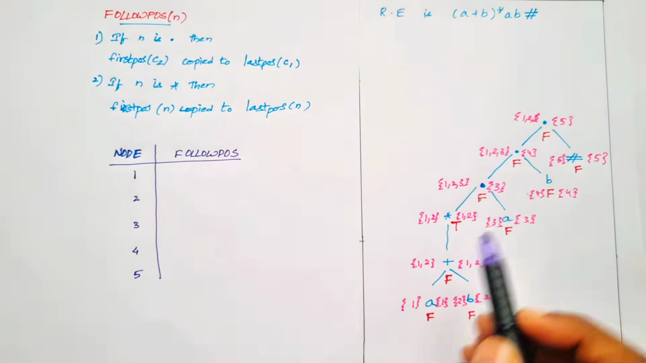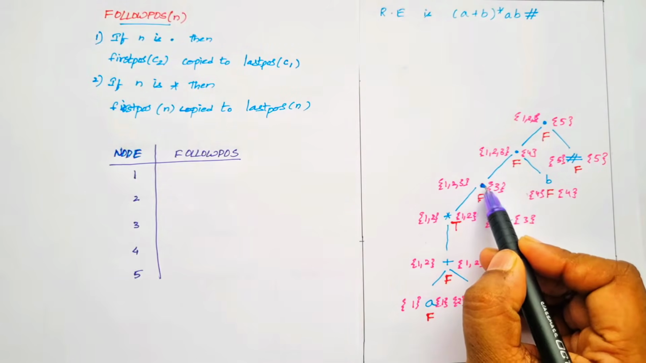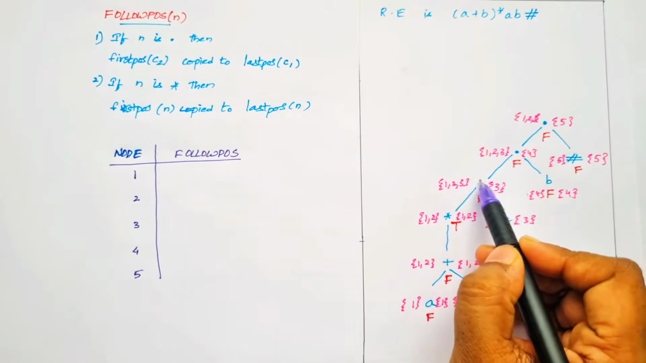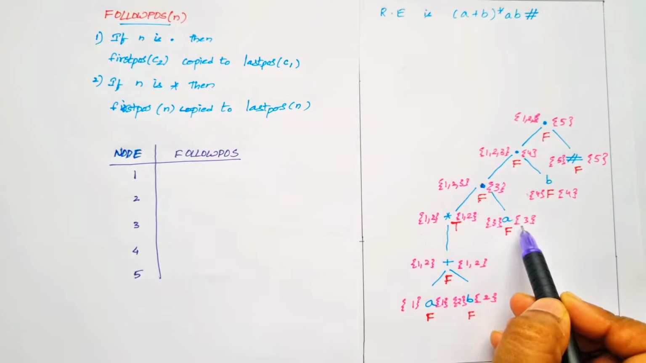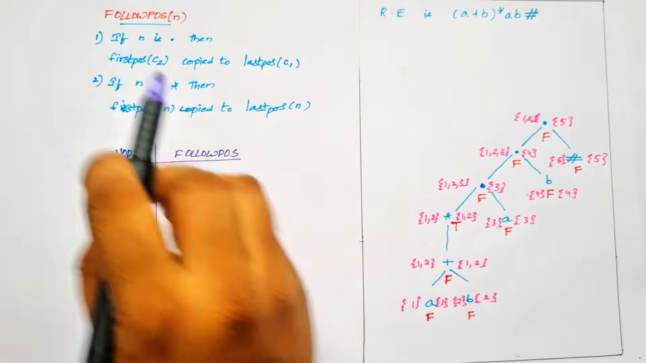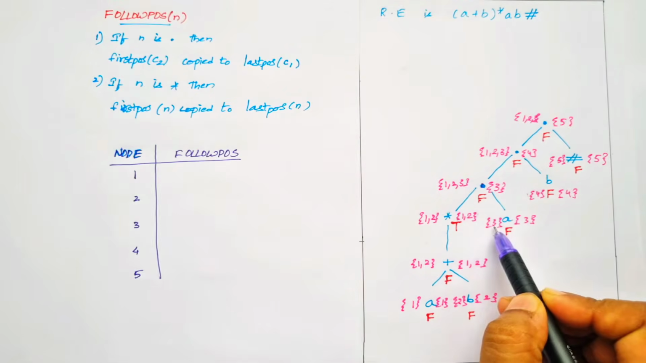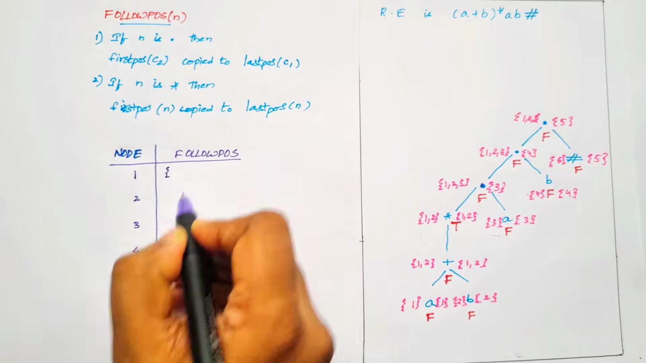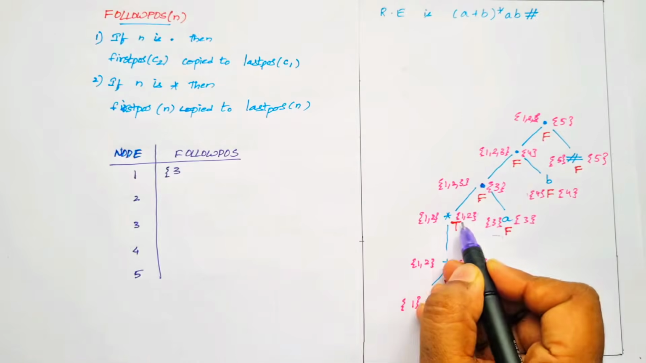Let us consider dot nodes and then star. The first dot node is here. For this dot node, what we have to do? If n is dot, this is n, okay, this is C1 and this is C2. What we are going to do? Copy first position of C2. What is first position of C2? 3. 3 is copied to last position of C1. 3 is copied to last position of 1 and 2.